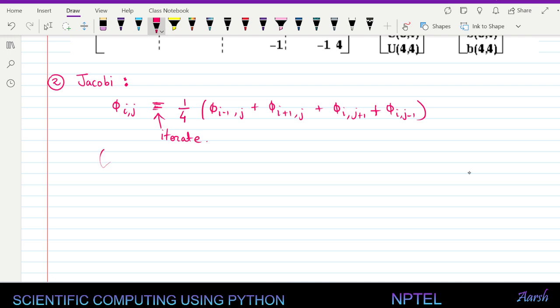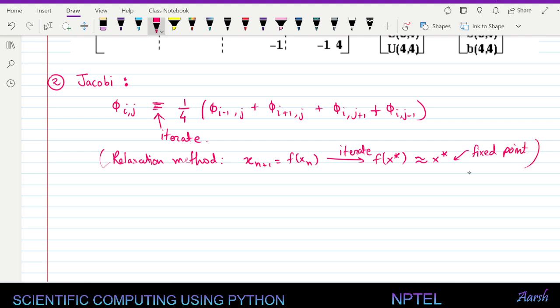So if you can recall, the relaxation method was, if you have x n plus 1 is equal to f of x n, and if you iterate again and again, you get a value of x star, which when f is applied to x star gives almost equal to x star, and that was the fixed point of this map F. Okay, so it's a similar kind of thing.